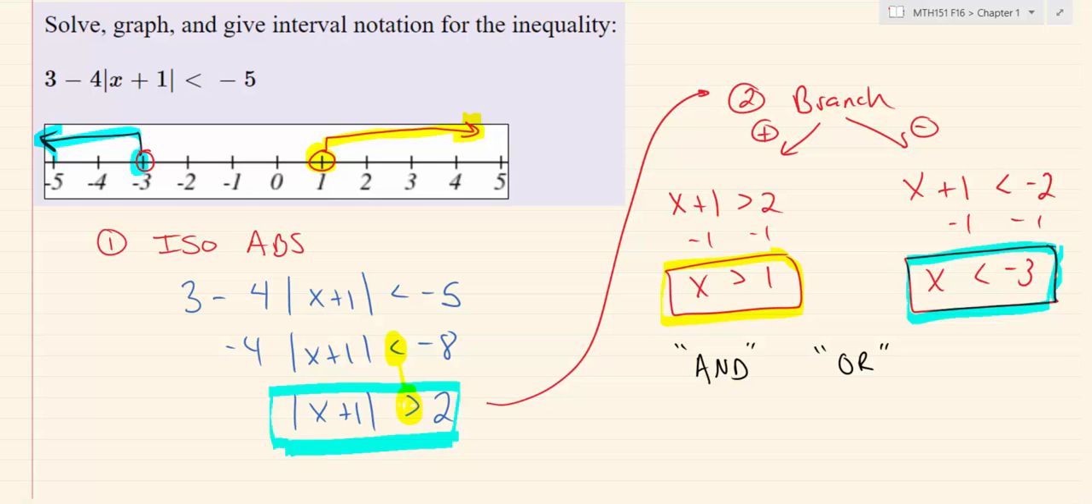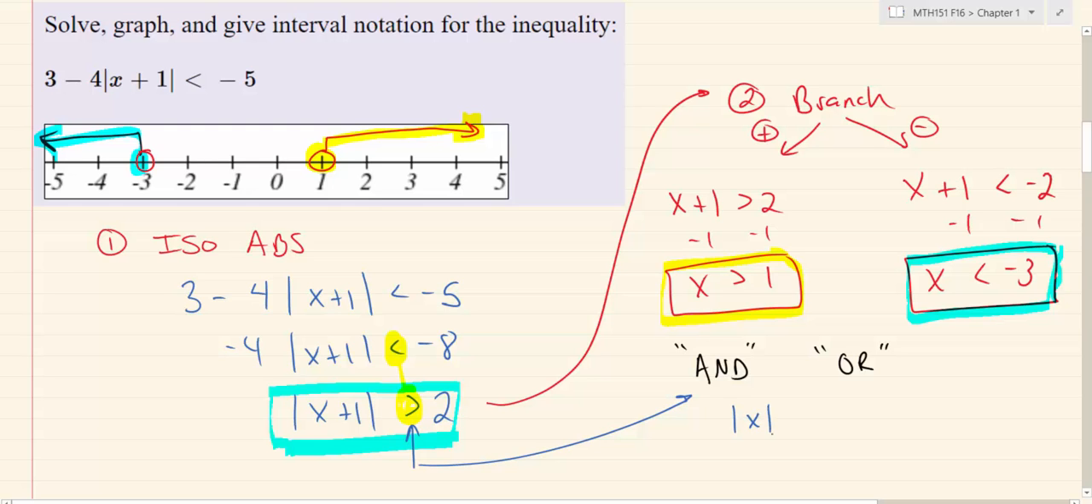The greater than symbol is the key to determining whether this is an AND or an OR. If the absolute value of whatever you have is greater than a number, then you're looking at an OR situation. On your number line graph, you'll have two critical points, solution A and solution B. The greater than means you're looking for solutions that are outside of, or exterior to, A and B.